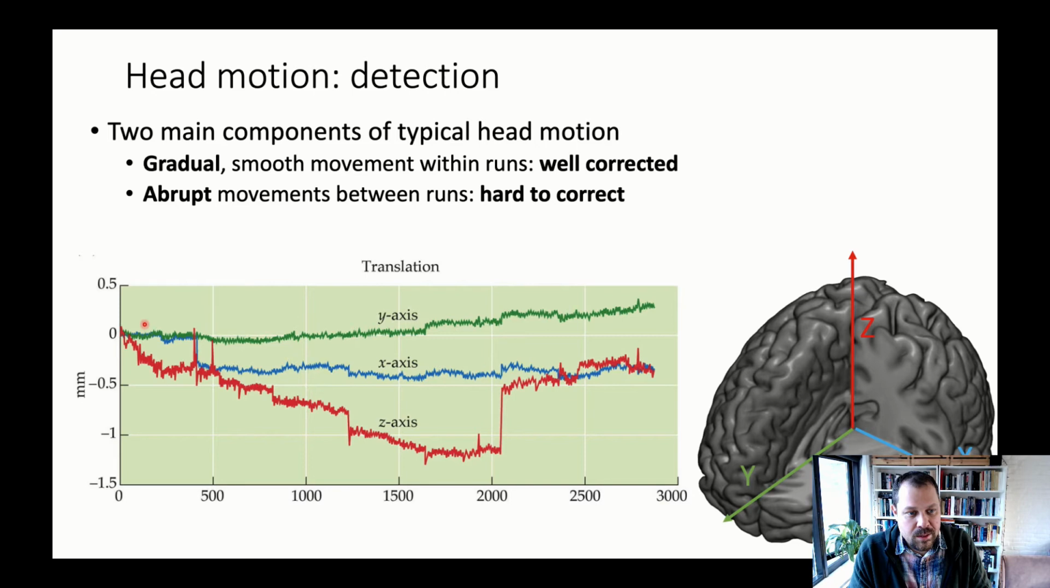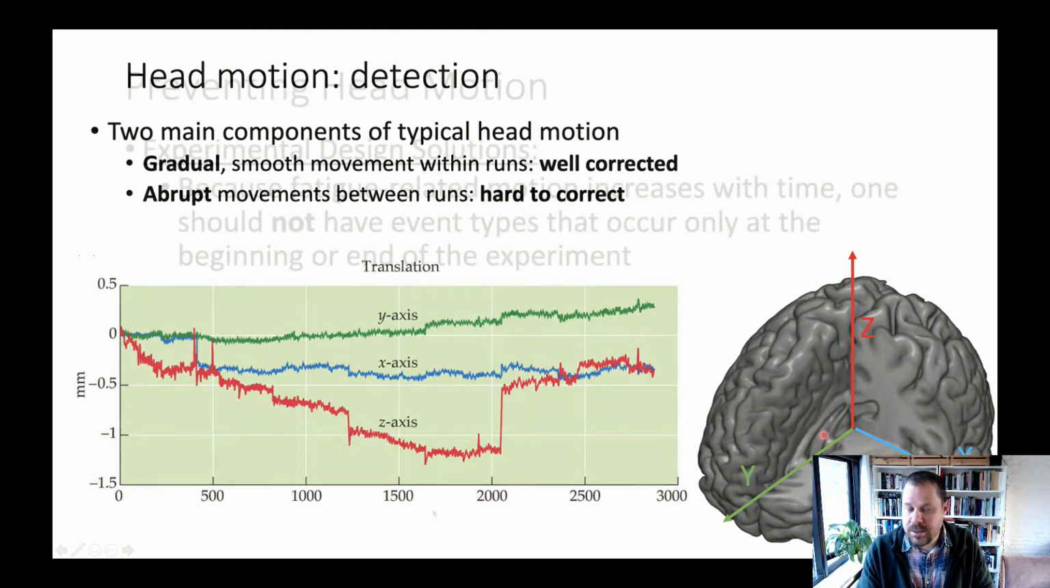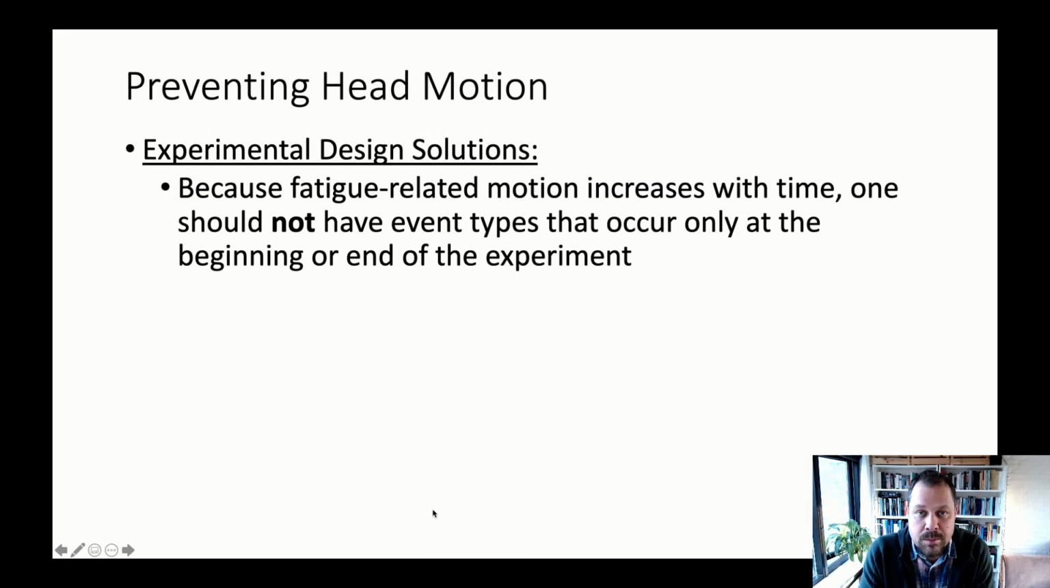Also note the axes here. So the y-axis is moving from sort of the back to the front of the brain. The z-axis is moving from top to bottom of the brain, and the x-axis is lateral movement from left to right. So luckily there are a number of things we can do to prevent head motion even.